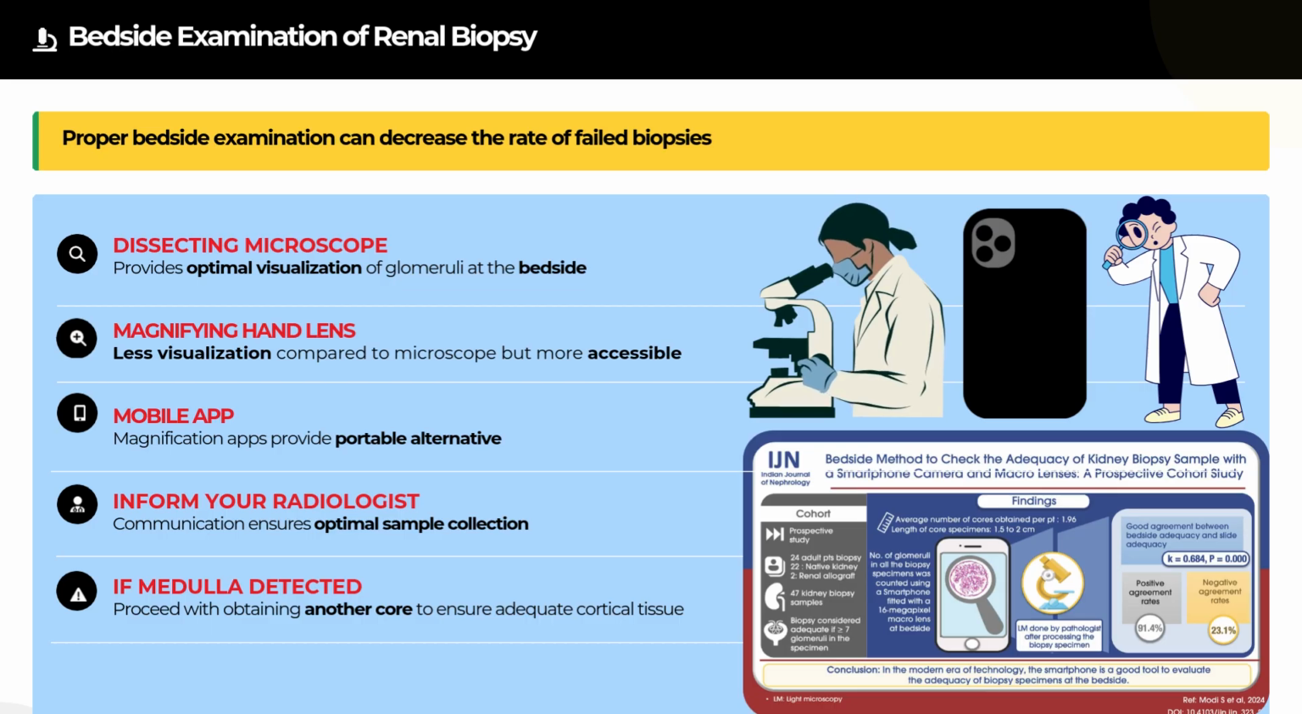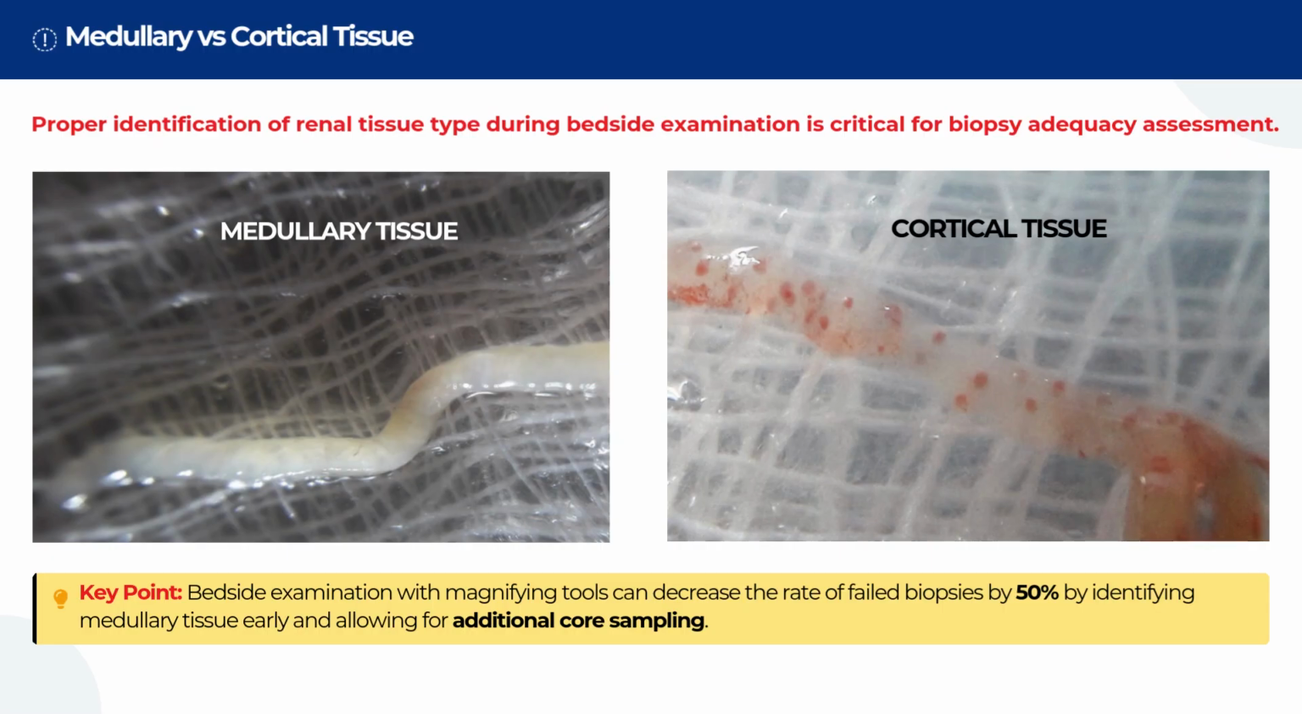If medulla is detected, proceed with obtaining another core to ensure adequate cortical tissue. And we should know that bedside examination with magnifying tools can decrease the rate of failed biopsies by 50%, according to studies, by identifying medullary tissue early and allowing for additional core samples.